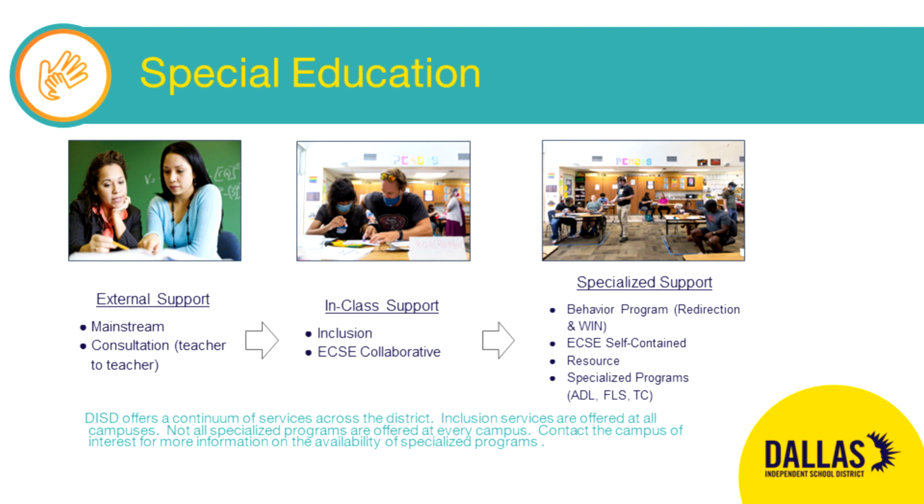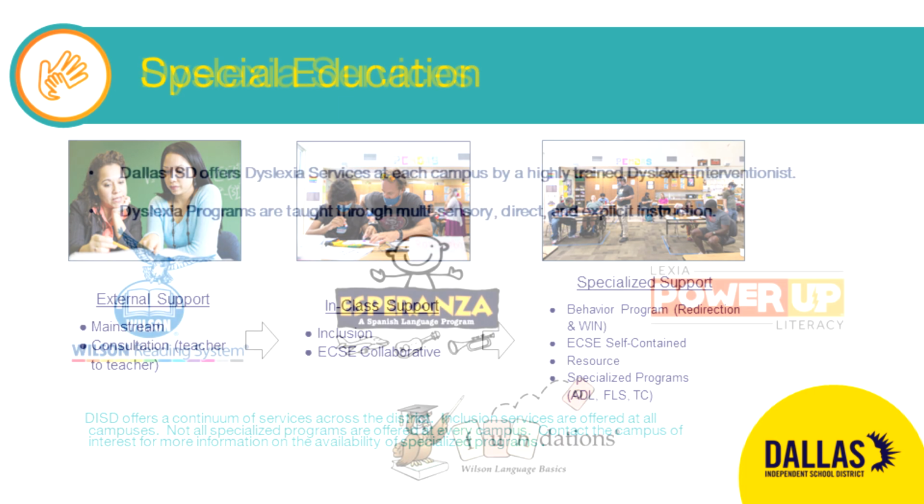Now, if your child receives a more specialized program, such as for behavior, or an early childhood self-contained program, or a specialized program due to a severe disability, what I would like you to do is first contact the school to see what programs they offer. If you need help navigating that process, you can also call someone from the special education office, and we'll be happy to help make sure that you find the schools that have the programs that are the best fit for your child. Next slide.